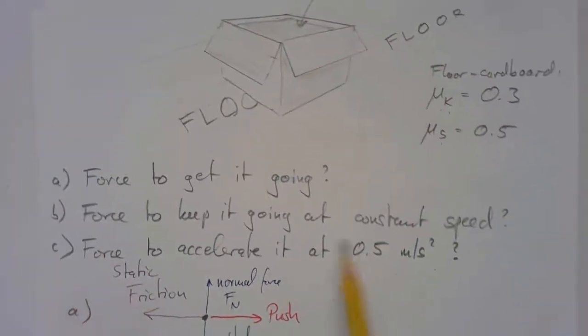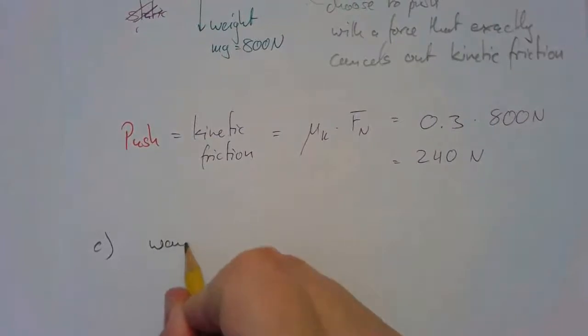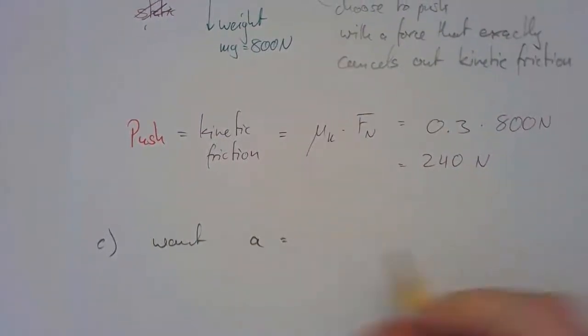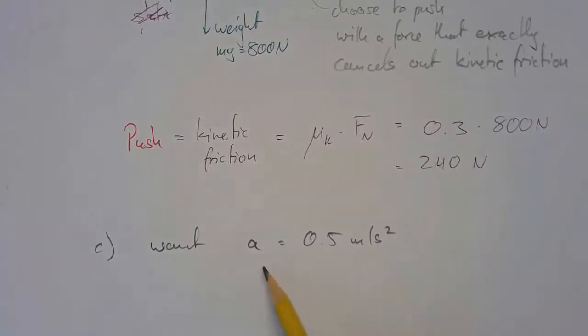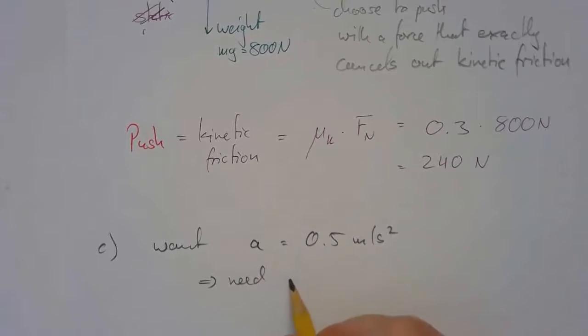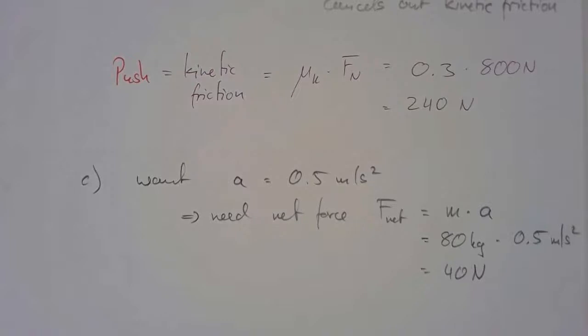We were asked to find a force to accelerate at 0.5 meters per second squared. So for part C, we want A, our acceleration, to be equal to 0.5 meters per second squared. Now, to make that work, we need a net force F net that is equal to the mass times the acceleration. That's Newton's second law. The mass is 80 kilograms. Notice this is the mass, not the weight, times the acceleration that we want, 0.5 meters per second squared. That comes to 40 newtons. Right, that's the net force, not the force of my hand, that's the net force.